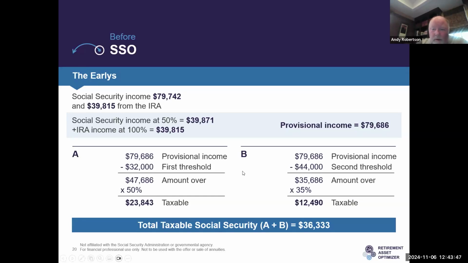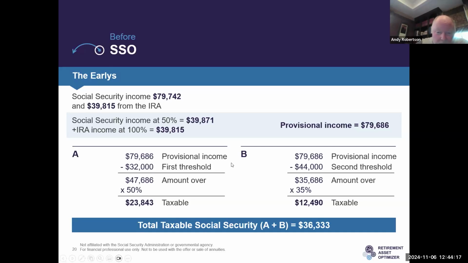Now, step two, take that same provisional income number. Now you apply that second threshold. Everything over the second threshold from 44 to that provisional income number, 79,686, which is 35,686, we're going to count at 35. Now, let me be clear. We talked about 50 and 85. Why is it only 35?